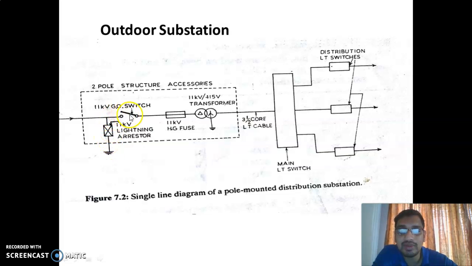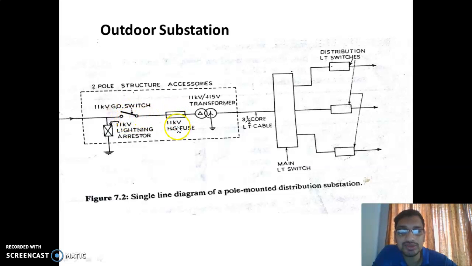The second element is the gang operating switch or GO switch, an 11 kV gang operating switch, which we can also call an air break switch. The function of the air break switch is that we can open or close the circuit. We can interrupt the current, and we can make the circuit allow the current to flow. That is the gang operating switch.